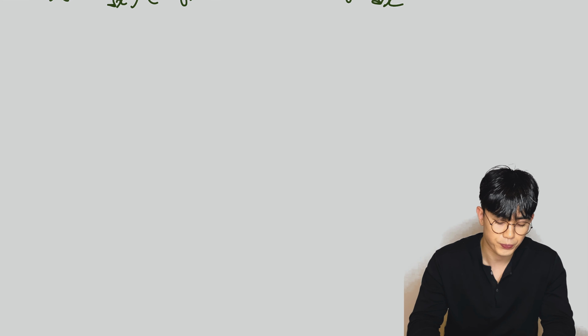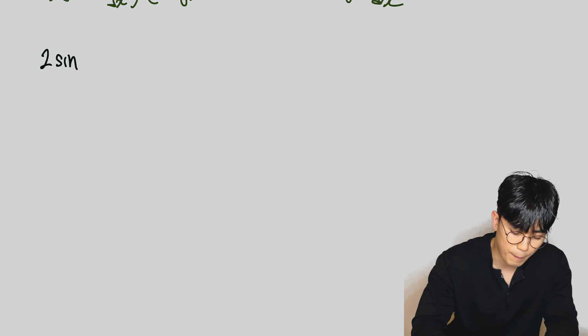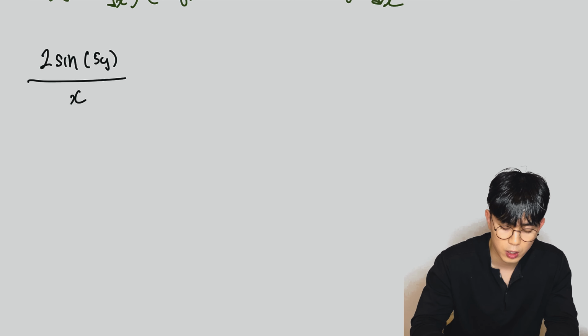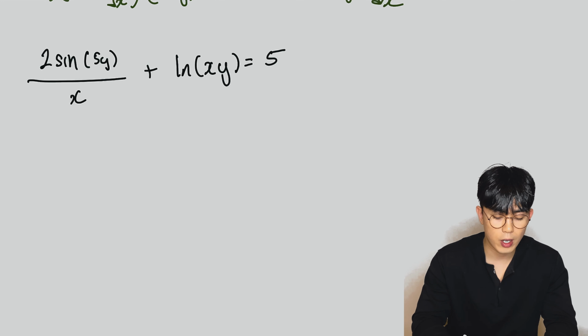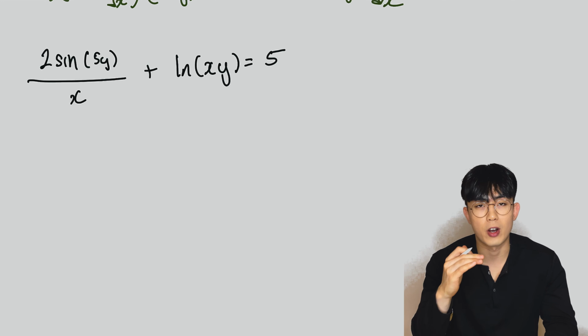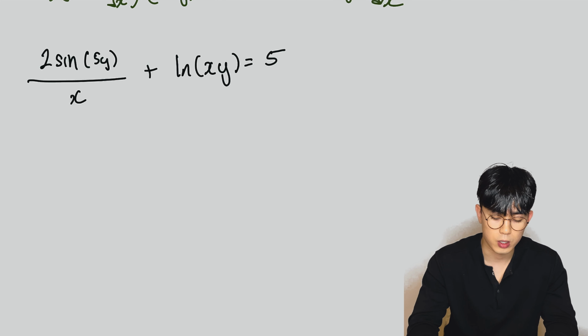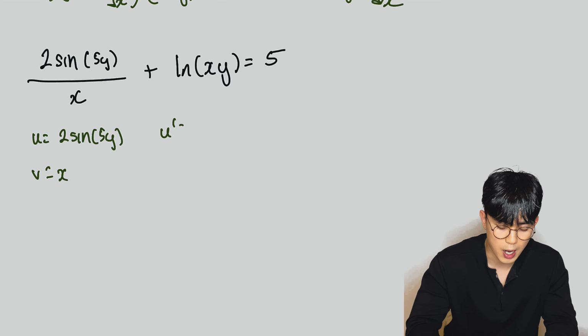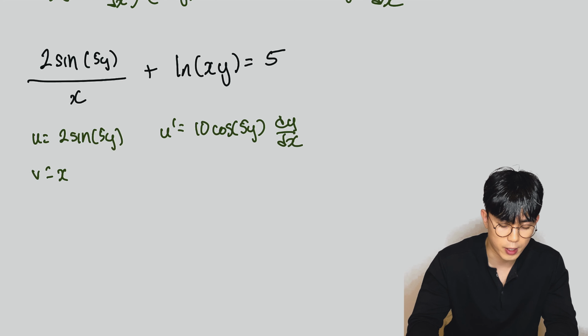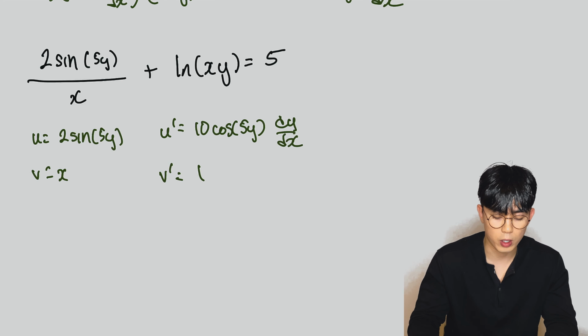So let's say we have 2 sine 5y over x plus, let's say, ln of xy is equal to 5. So the first term here, 2 sine 5y over x, is a function over a function, so quotient rule. So our u is going to be 2 sine 5y. Our v is going to be x. So therefore, u prime is going to be 10 cos 5y, but because it's y, dy by dx behind it. And our v prime is just going to be 1.